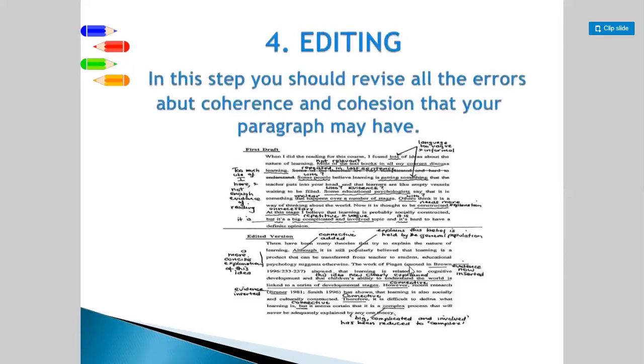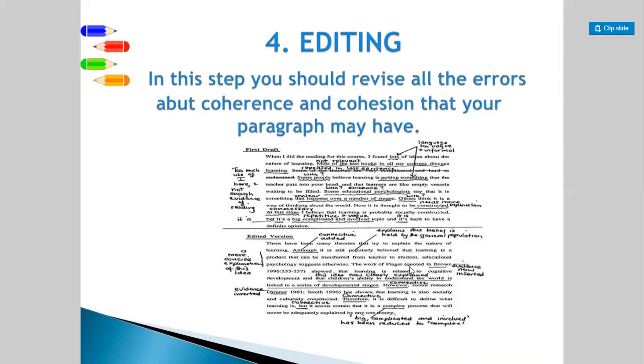After you have made your first draft, you need to start editing. In this step, you should revise all the errors. You need to correct all the grammatical and lexical mistakes. You need to take care about your cohesion and so on.